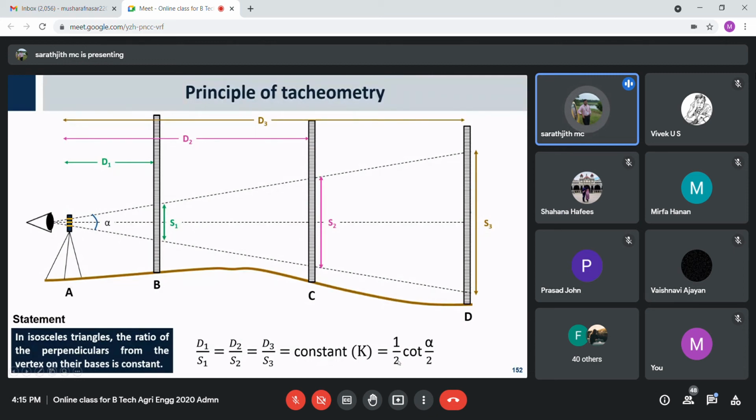cot alpha by 2. Okay, hope everybody is clear about that now. Initially I had written 2 times the cot alpha by 2, but it is half times the cot alpha by 2.